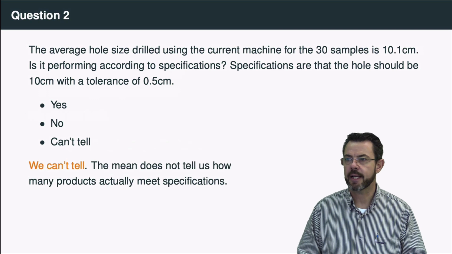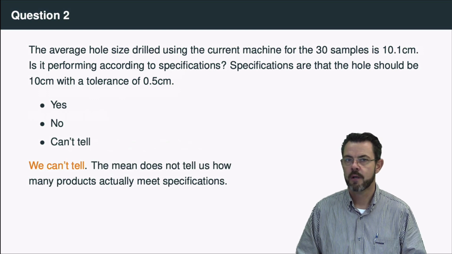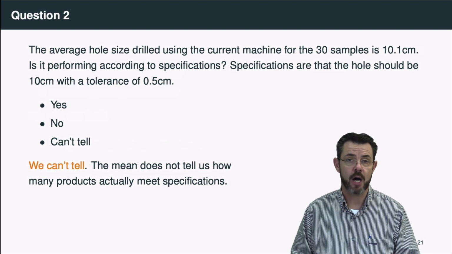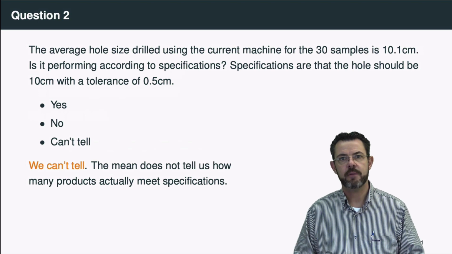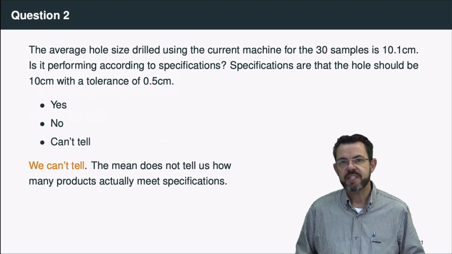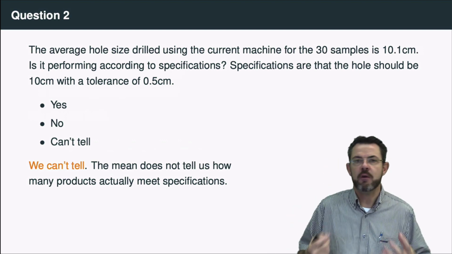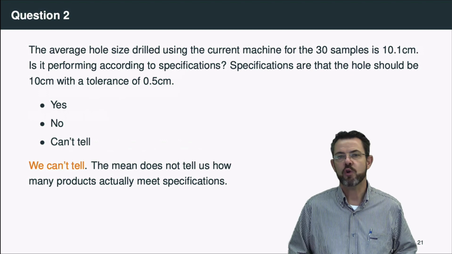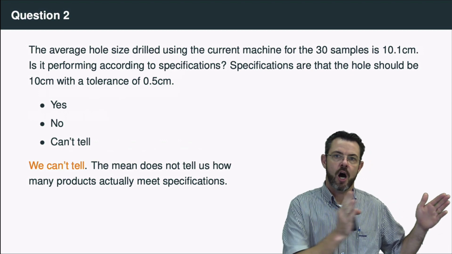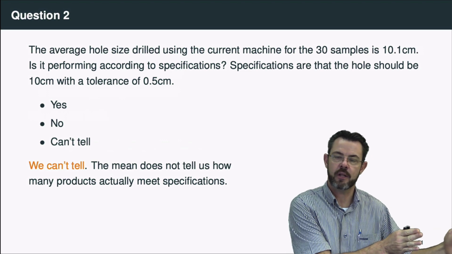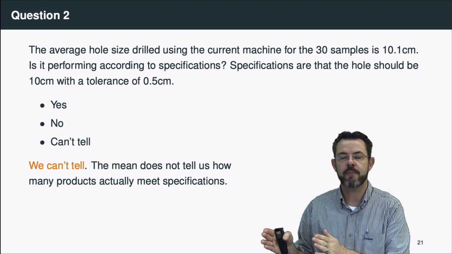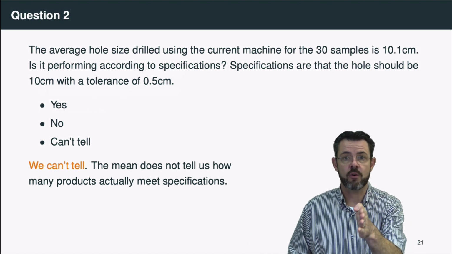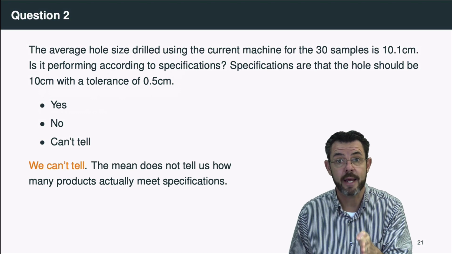The correct answer in this particular case is we can't tell. The mean does not actually tell us anything in terms of how many of our parts of these 30 holes that we've drilled actually meet specification or not. And the reason for that is the mean is very fragile, it's not a robust statistic, right? Another analogy would be if you are driving and you're in the bushes half of the time on the left-hand side of the road, and for the other half of the time you're in the bushes on the right-hand side of the road. On average, you're dead center on the road, but on average, you might be dead.